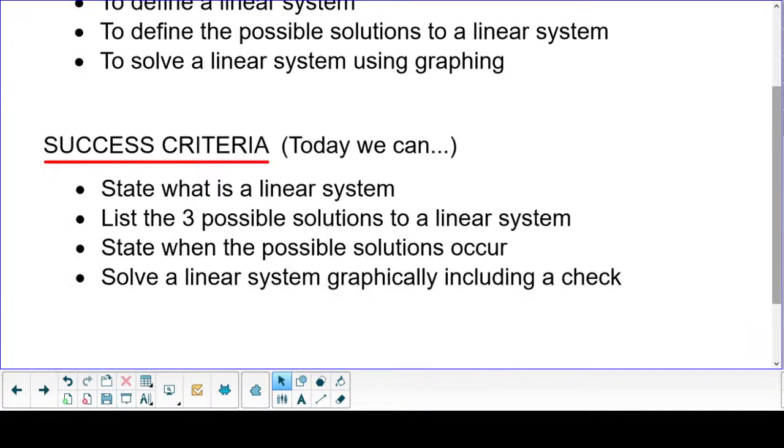So how will you know you did well with today's lesson? Well, if you can tell me what a linear system is. That's a pretty straightforward one. If you can list the three possible solutions to a linear system, that's good. If you can tell me what you look for to tell you which system solution you are in, because there's little clues that'll tell you which solution you're going to get. And then if you can finally actually solve a system graphically, including a check. Solving a linear system graphically is nothing without a check, okay? Solving a system graphically is only a guess. Once you've done the check, you know, okay? We'll talk about that more in a second.